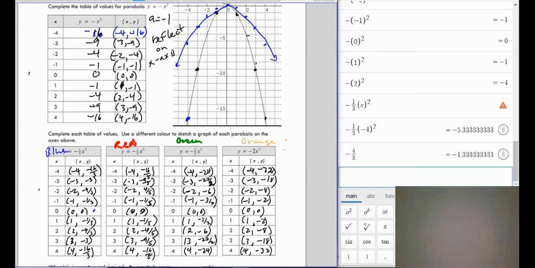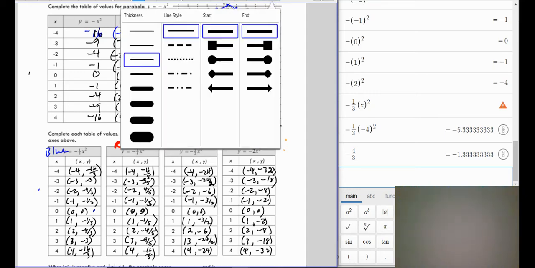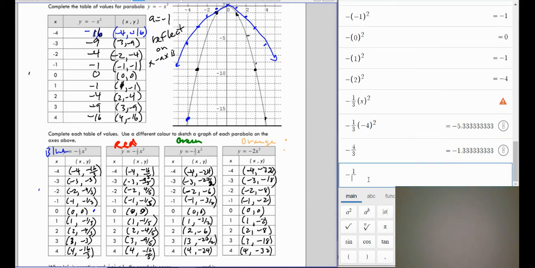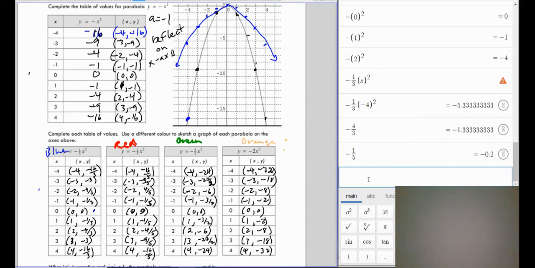Now, the common thing is that both a values are negative, so it's opening downwards. This is a pretty low fraction. 1/3 is pretty small, so it's pretty wide. All right, let's get the red table of values. So what's 1/5? Negative 1/5 is 20%, so 0.2. That's less than 0.3333.